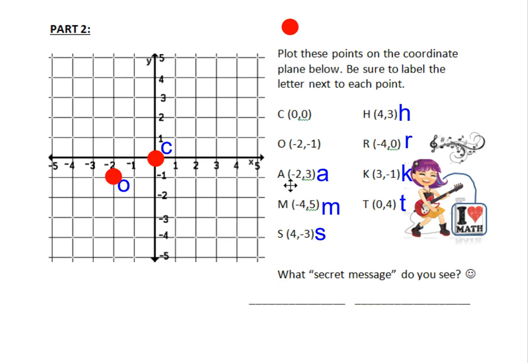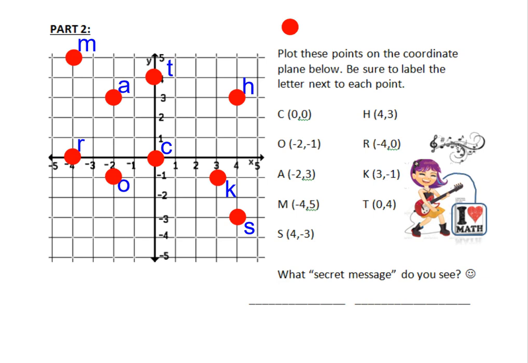Letter A is at -2, 3. So start at the origin, go -2, and go up 3. And that's letter A. So pause it right here, try the rest of them, and come back. Okay, so yours should look like this now.